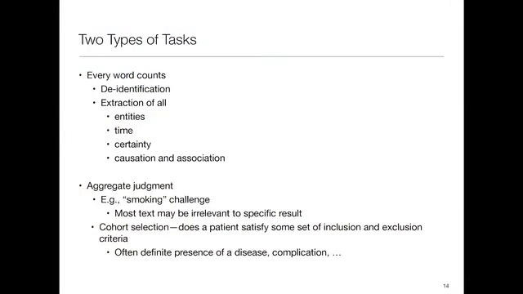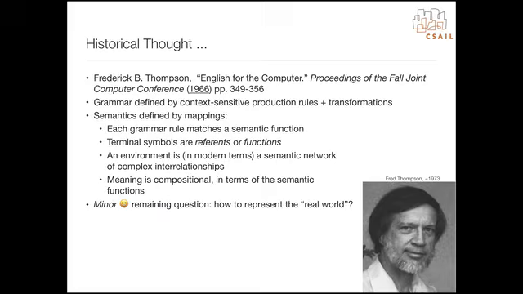And also aggregate judgment is things like cohort selection, where it's not every single thing that you need to know about this patient. You just need to know if they fit a certain pattern. So let me give you a little historical note. This happened to be work that was done by my PhD thesis advisor, the gentleman whose picture is on the slide there. He published this paper in 1966 called English for the Computer in the proceedings of the Fall Joint Computer Conference. This was the big computer conference of the 1960s.